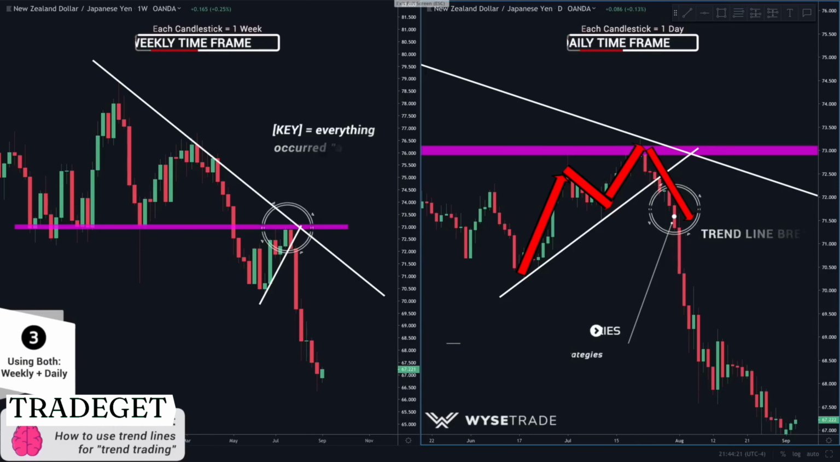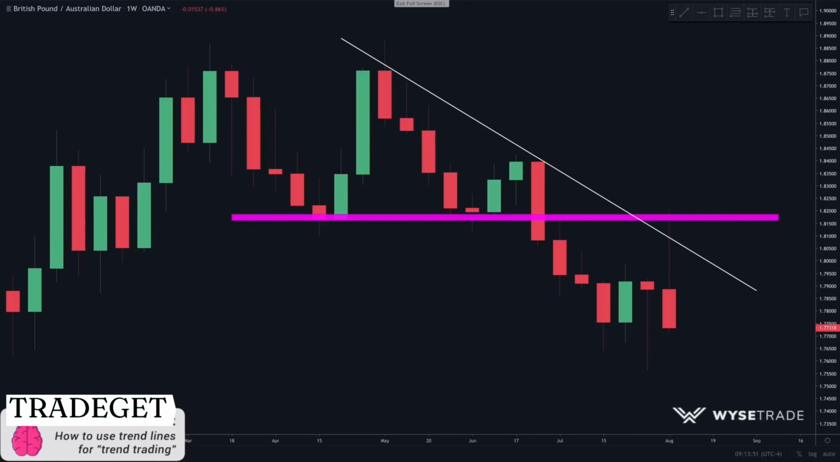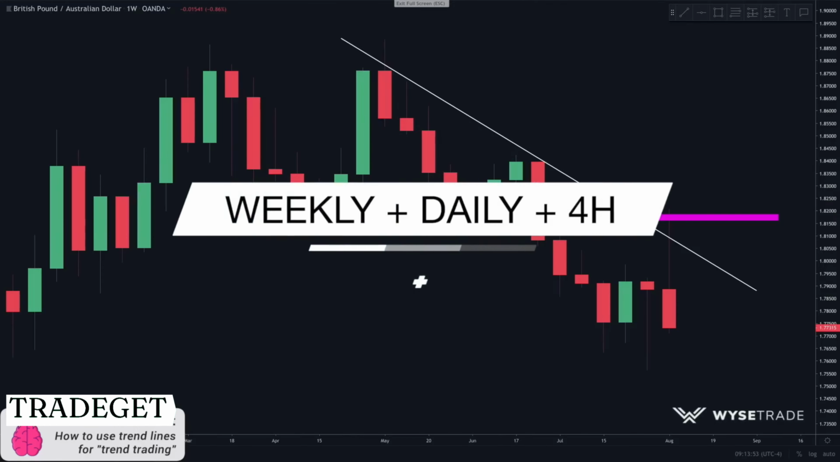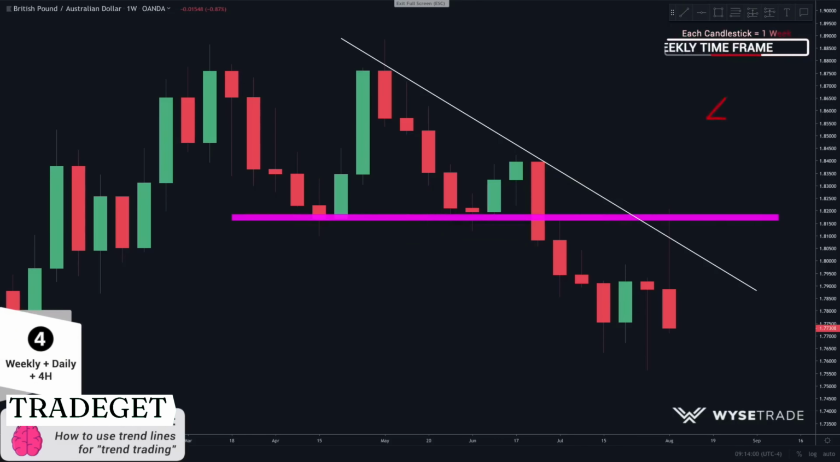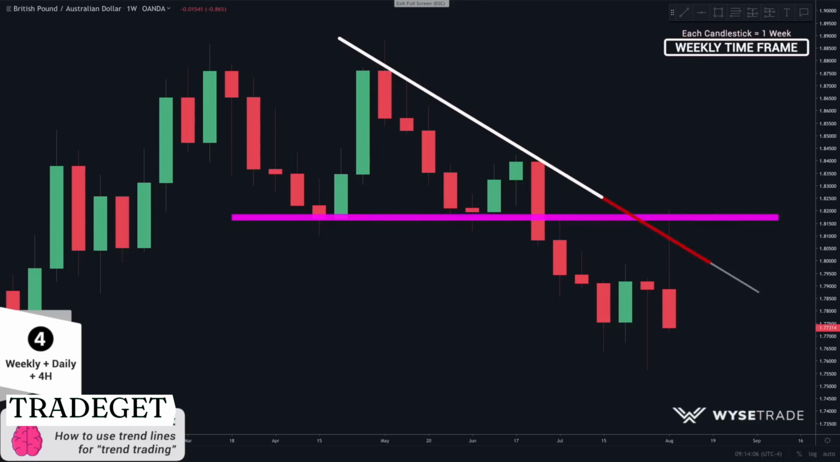Now, we're going to take it even one step further. Now, this is where we introduce true top-down analysis. We will be using 3 timeframes, starting from the weekly to the daily, then to the 4-hour timeframe. So starting with the weekly, we were in a clear moving downtrend. Here was the weekly support turned resistance. Here was your trend line. Here was your access point.